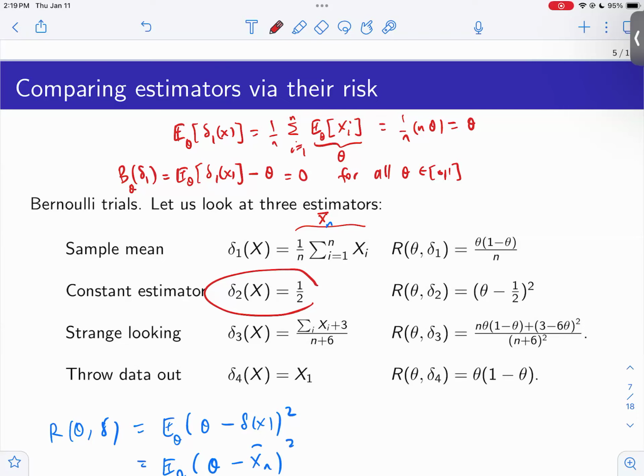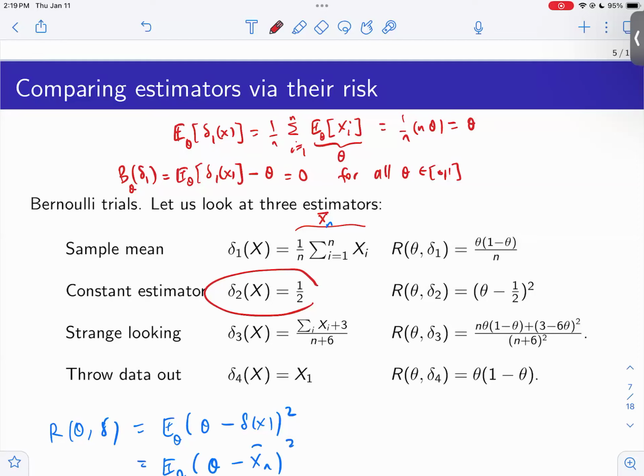You can verify this one is unbiased too: the expectation of x1 is theta, so theta minus theta is zero for all theta. It's not very useful because it's just one observation. As we saw, it's dominated by this one, which has a much smaller variance. The risk of this one goes down as a function of n, and the other one is constant. So unbiasedness is an interesting property, but on its own, it's not very useful.